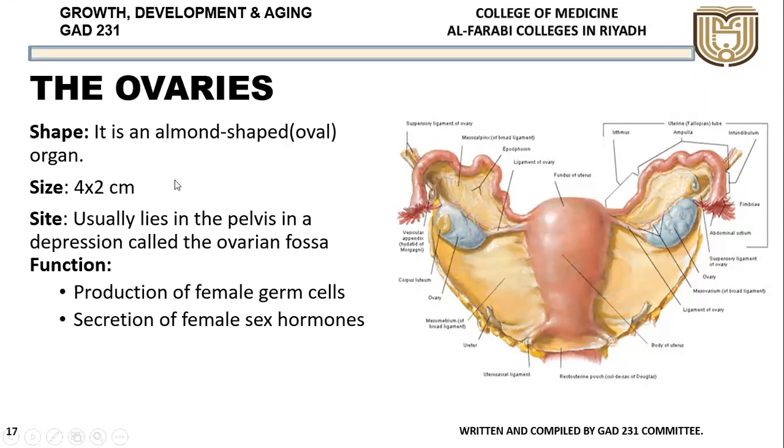Pelvis is below the abdomen. There is a depression called the ovarian fossa, within which the ovaries are present. The function of the ovary is to help in the production of the female germ cells, that is oogenesis. In case of male, it is spermatogenesis. In case of female, it is oogenesis, and also secretion of the female sex hormones, that is estrogen and progesterone, which will be produced by the ovaries.